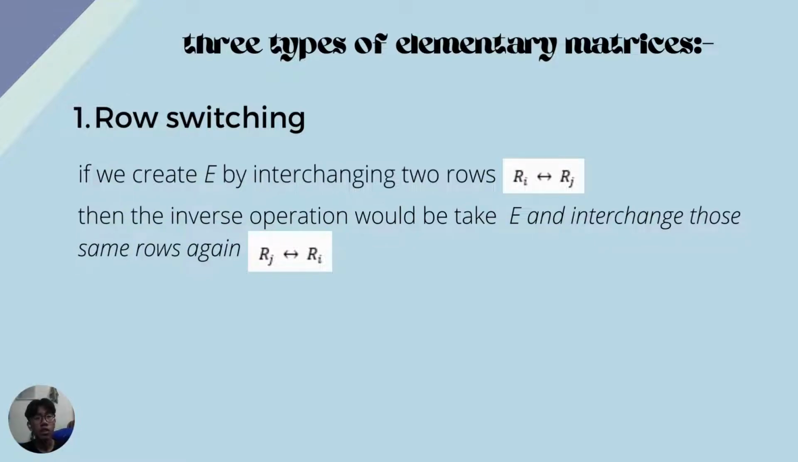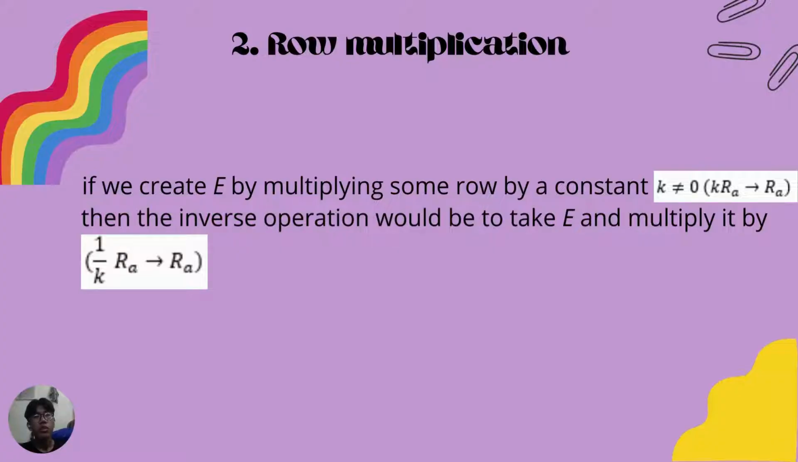Now we look at the three types of elementary matrices. The first one is row switching. If we create E by interchanging two rows, for example row i with row j, then the inverse operation will take E and interchange the same rows again, row j with row i. The second one is row multiplication. We create E by multiplying some row by a constant k not equal to 0, k times row a to row a. Then the inverse operation would be to take E and multiply it by 1 over k, row a to row a.